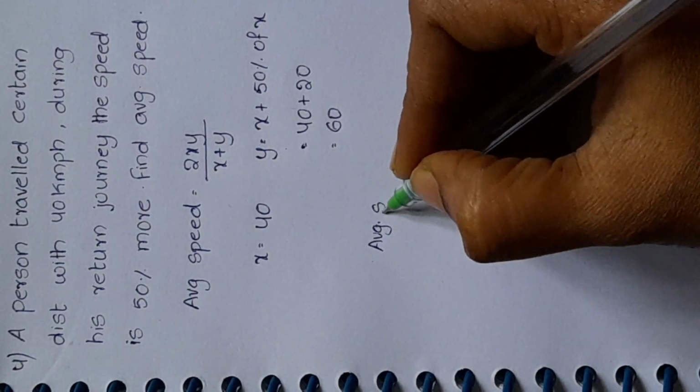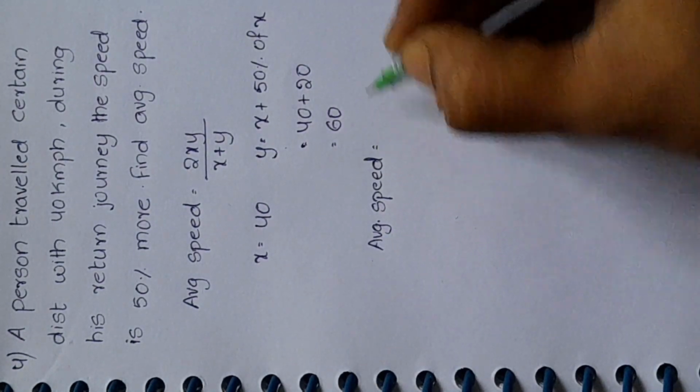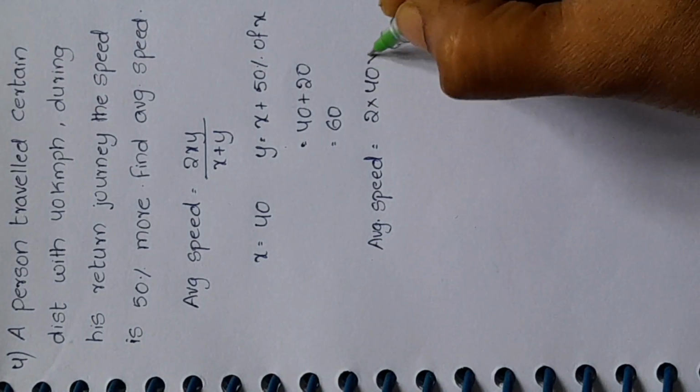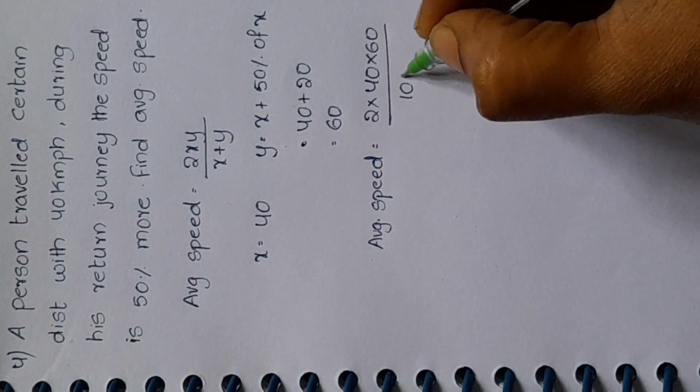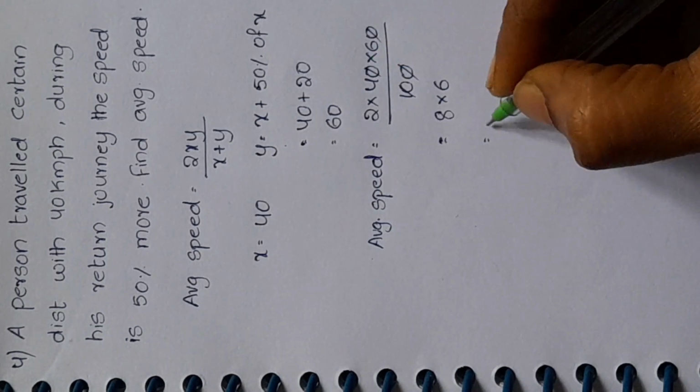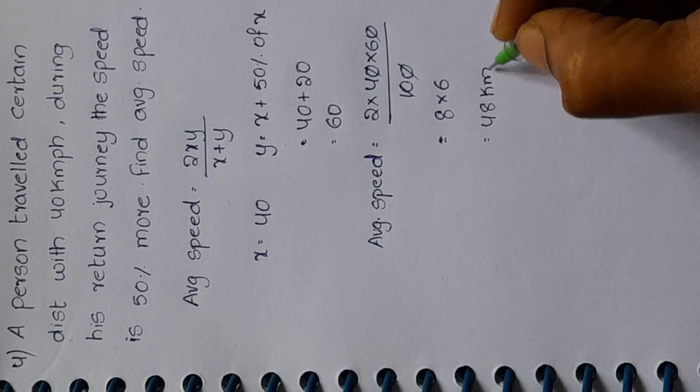Average speed is 2 into 40 into 60 by 40 plus 60, that is 100. Zeros get cancelled. 8 into 6, that is 48 kilometers per hour is the average speed.